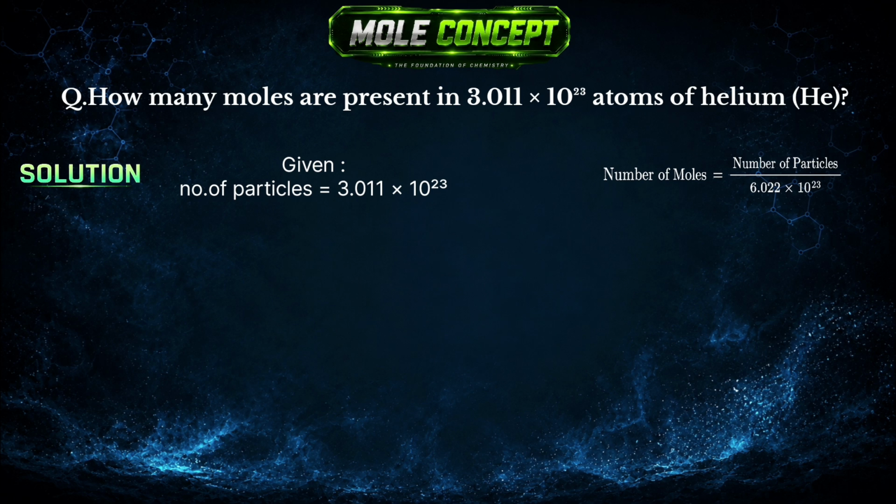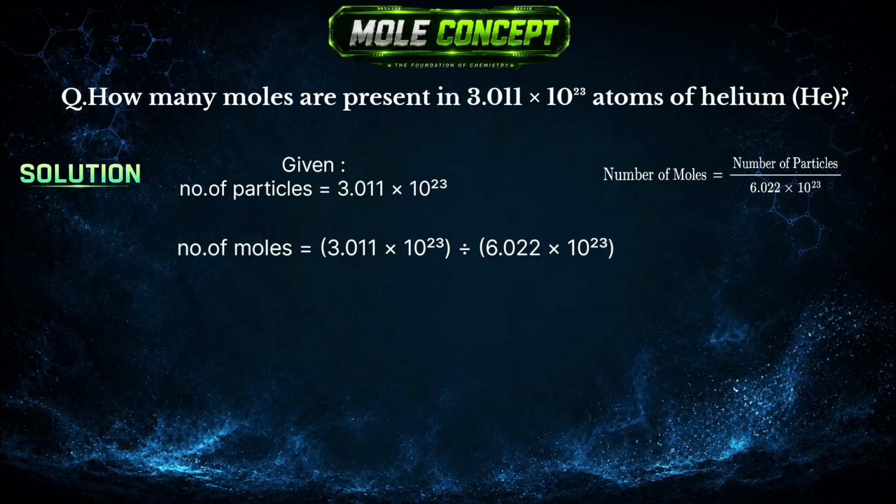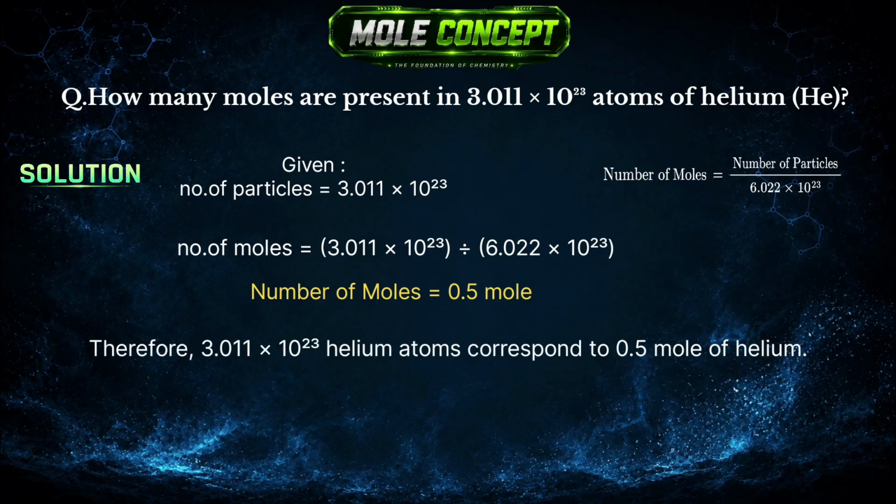Now substitute the values into the formula. Number of moles equals 3.011 times 10 to the 23rd power, divided by 6.022 times 10 to the 23rd power. Notice that 3.011 is exactly half of 6.022. Therefore, number of moles equals 0.5 mole. Therefore, 3.011 times 10 to the 23rd power helium atoms correspond to 0.5 mole of helium.